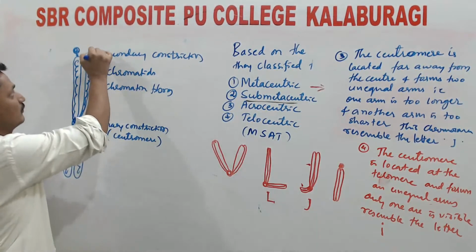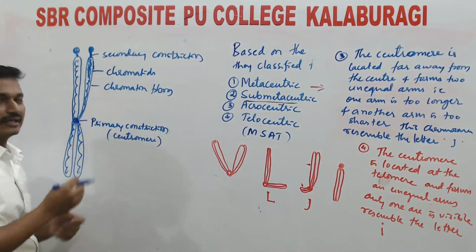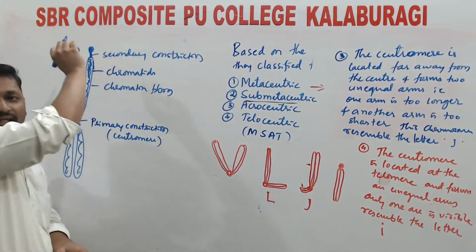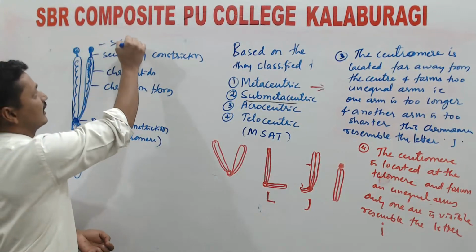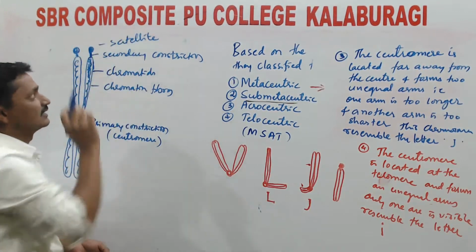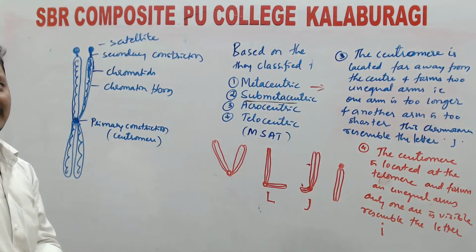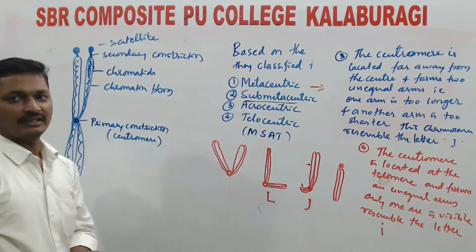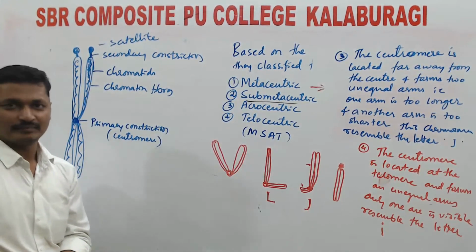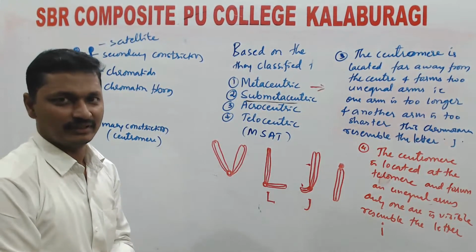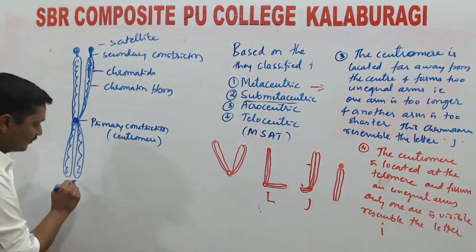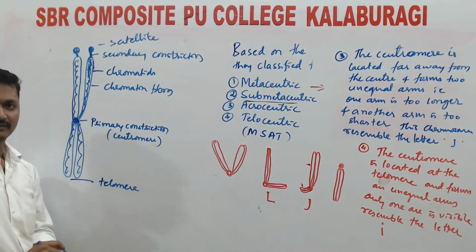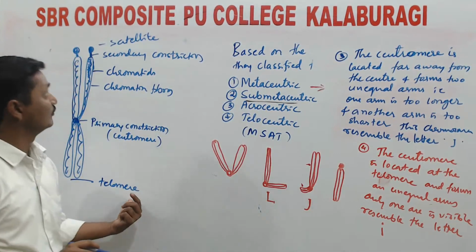Okay. After that, we find a small remaining portion of the chromosome, especially a heterochromatin, and that is called the satellite. The function of the satellite is unique. It is used as a marker for unique identification of individuals through the DNA fingerprinting technique. Okay, and the tip of the chromosome is the telomere. It is called the telomere.